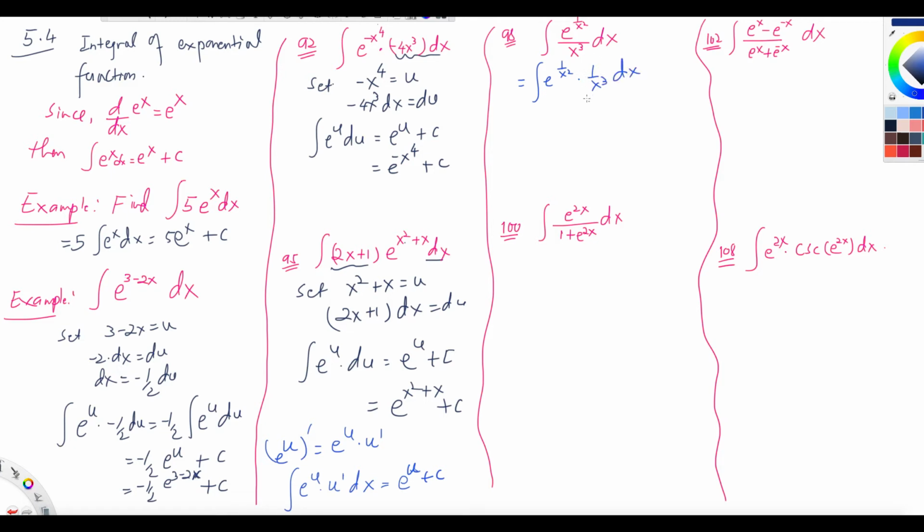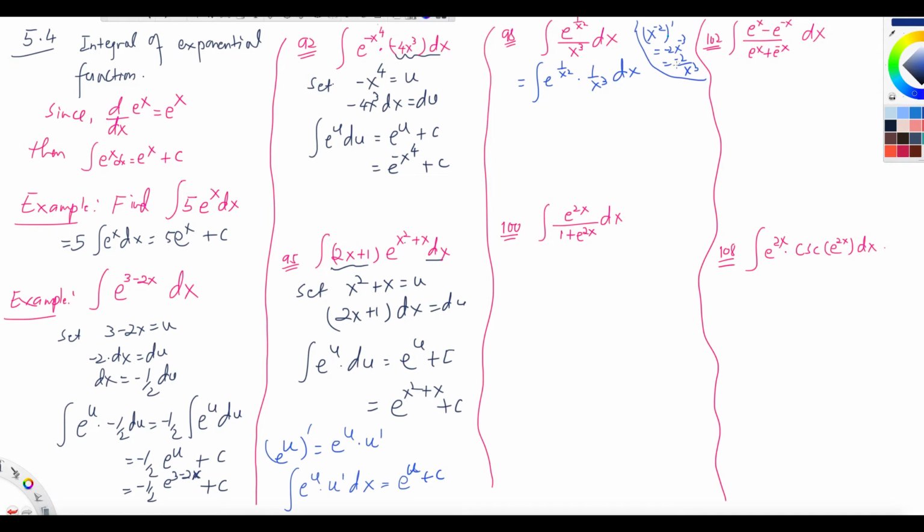You see that now? So what is the derivative of u here? The derivative of u: 1 over x squared is the same as x to the negative 2. If you find the derivative of that, it will look like negative 2x to the negative 3. That will be negative 2 over x cubed. That is the derivative of u here, if you think of the exponent as u.